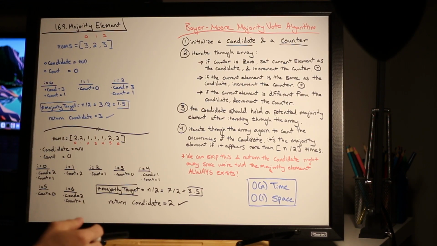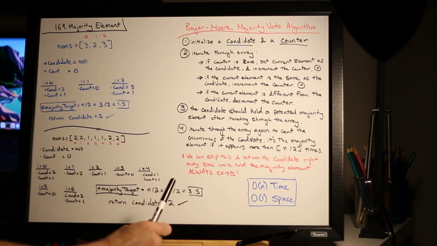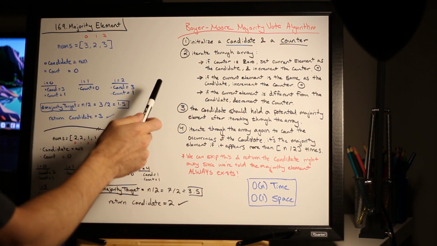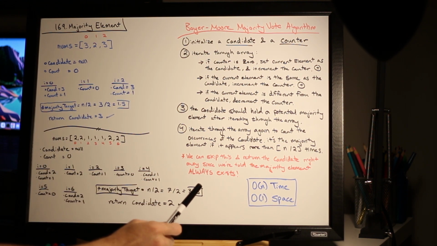So on LeetCode, we are given a follow-up of could you solve the problem in linear time and in O of 1 space? And we can do that using the Boyer-Moore majority vote algorithm. The steps to this are as follows. So first, we're going to initialize a candidate and a counter. Those are just going to be variables.